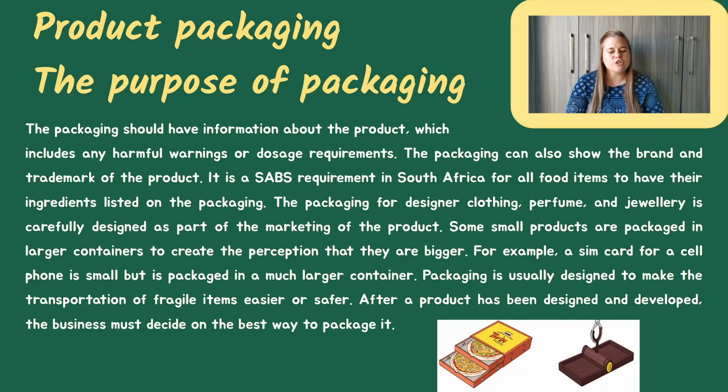The packaging should have information about the product, which includes any harmful warnings and dosage requirements. The packaging can also show the brand and the trademark of the product. It is the SABS requirement in South Africa for all food items to have the ingredients listed on the packaging. Okay, let's go a little back. SABS stands for South African Bureau of Standards. We will do this in more detail in production function, which is the next chapter.